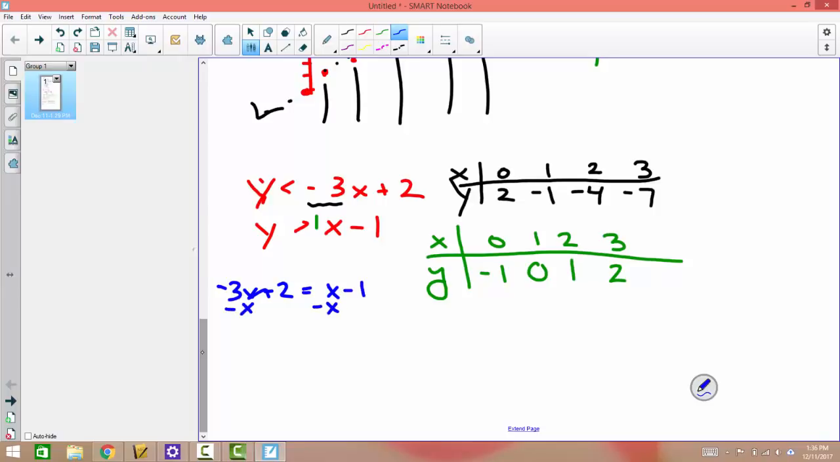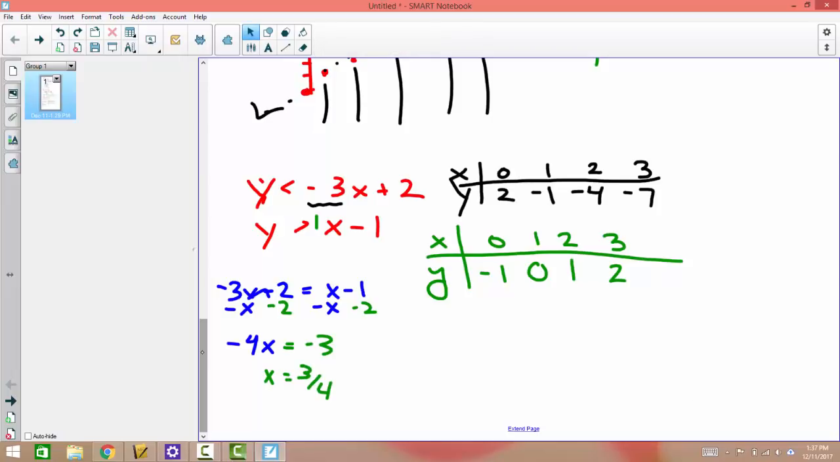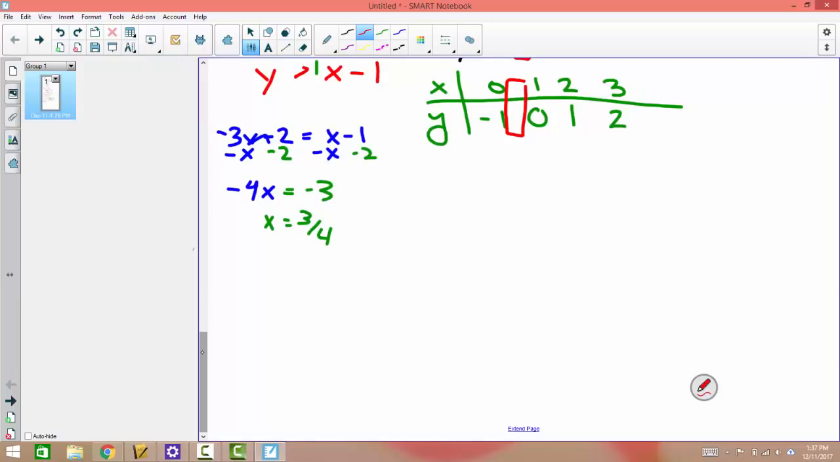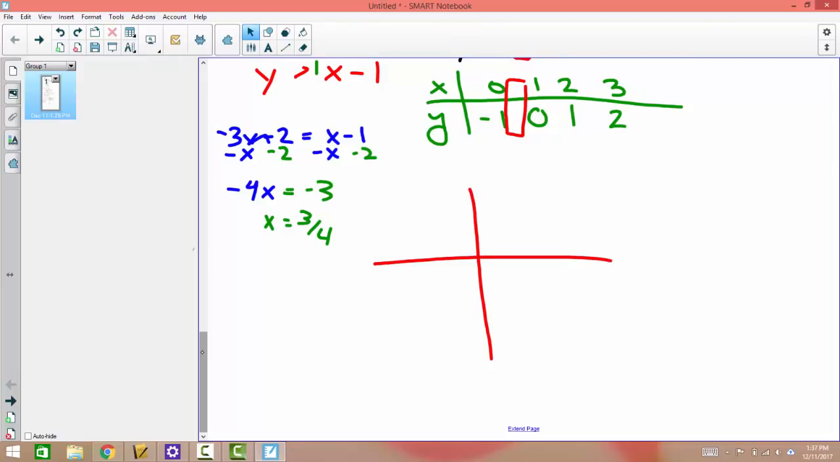So if you subtract x, you would have a -4x, and then in the same step you could subtract 2, equaling -3. So these cross exactly at the point 3/4. Do you see how it's right in here that they're going to cross? So you could plug that in and get the exact point, but we're not necessarily asked that right now. So let's go ahead and just plot them both.